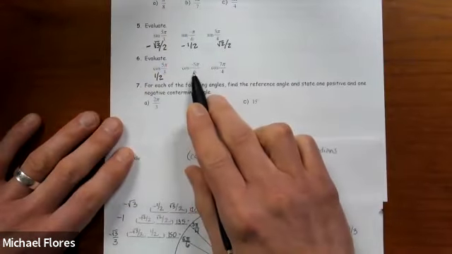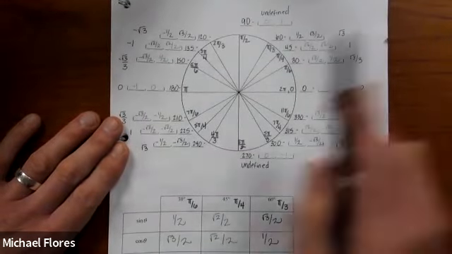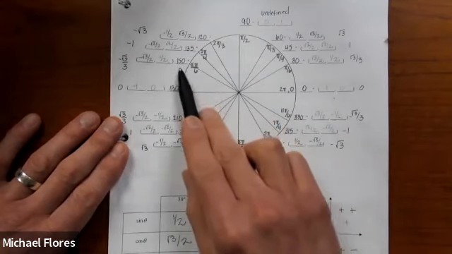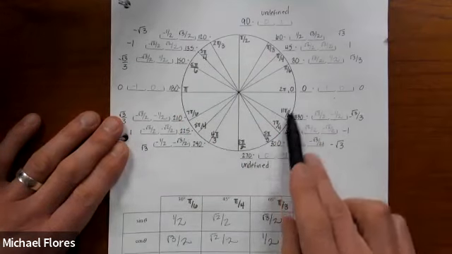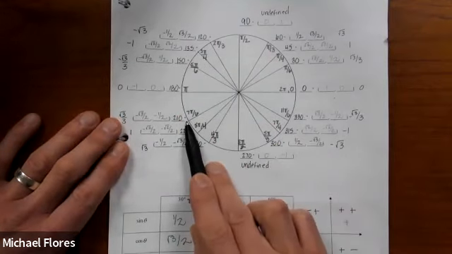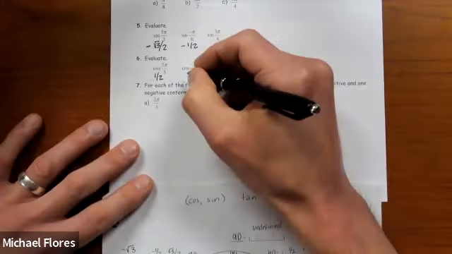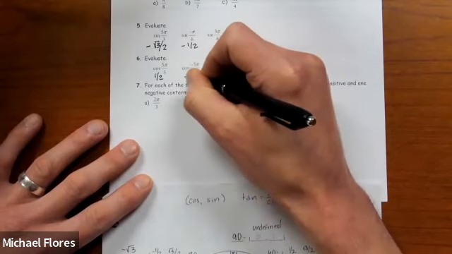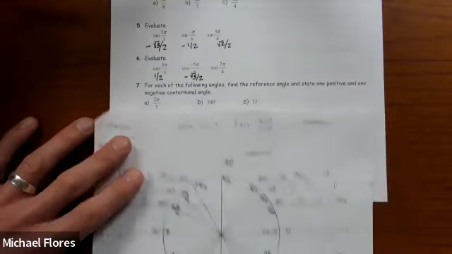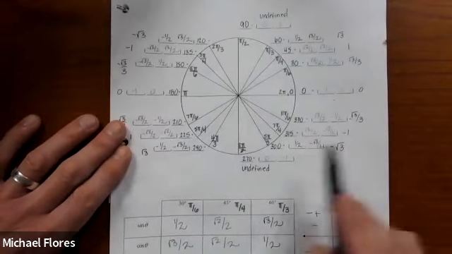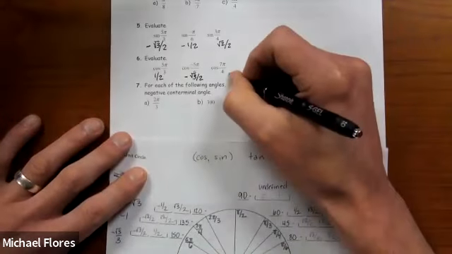Now cosine of negative 5 pi over 6. 5 pi over 6 is a rotation of 150 degrees. So we're going to need to do a rotation of negative 150 degrees, which would be here. The cosine value at that point is negative root 3 over 2. And then cosine of 7 pi over 4. Here's where 7 pi over 4 is. It has a cosine value of root 2 over 2.